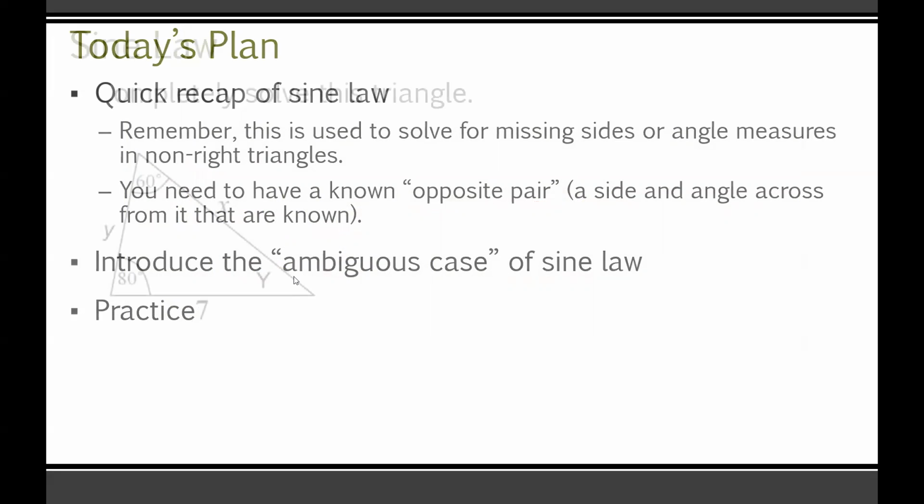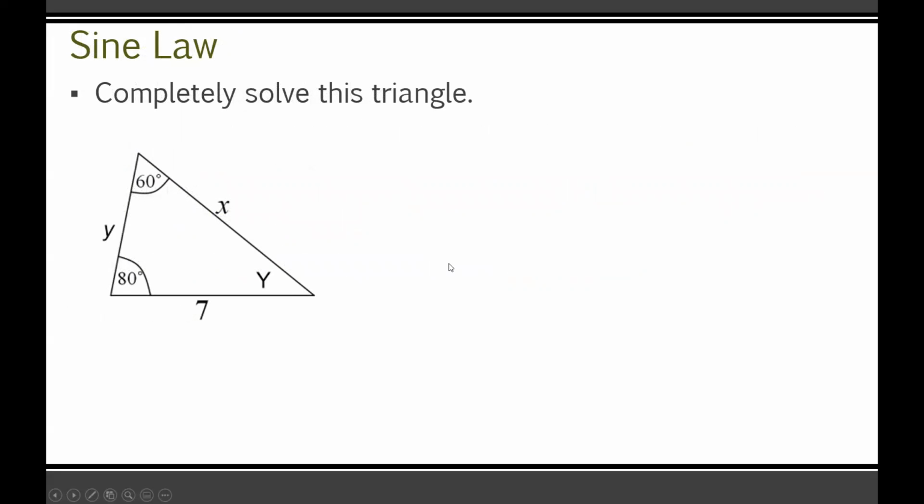Let's get going. So first things first, this is a sine law question, rest assured. Completely solve this triangle. That means find all of the missing sides and all of the missing angles. I want you to pause the video here and give this one a try, and I will go over this in a second. All right, I'm going to go over this now.